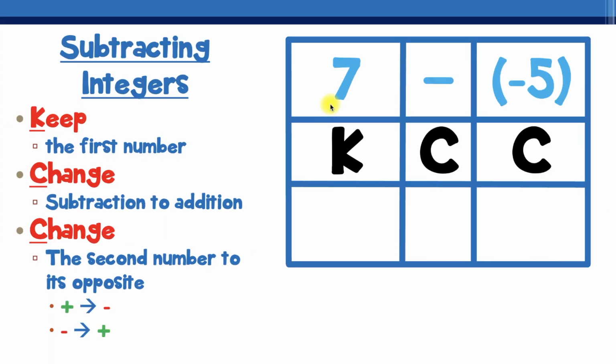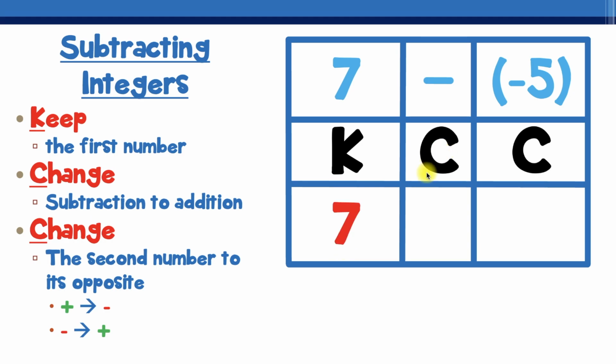This question says positive 7 minus negative 5. Because we're subtracting integers, we're using the strategy called KCC, which stands for keep, change, change. Our first number is 7, so we're going to keep it exactly the same.